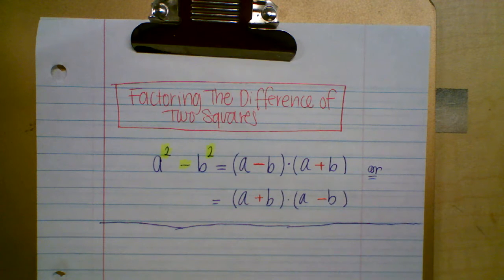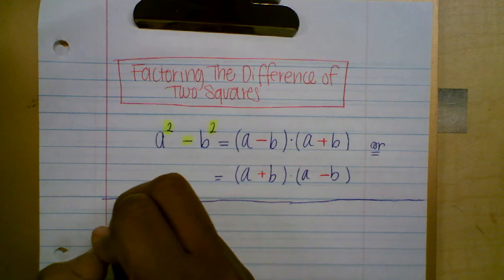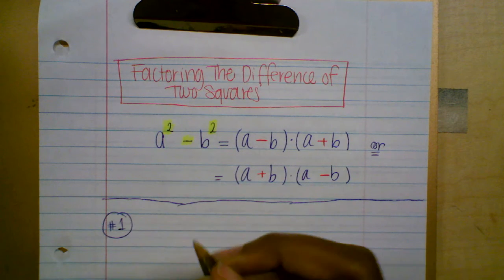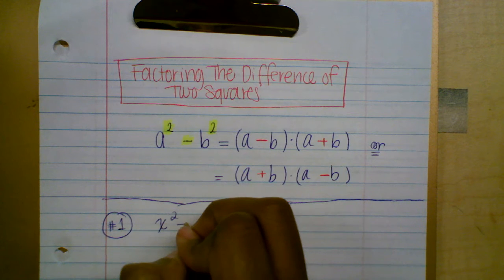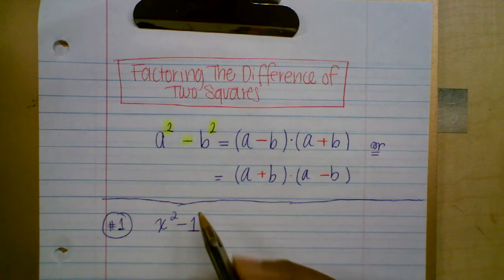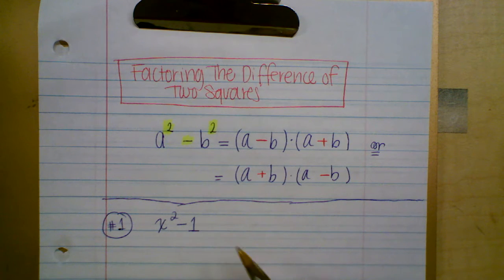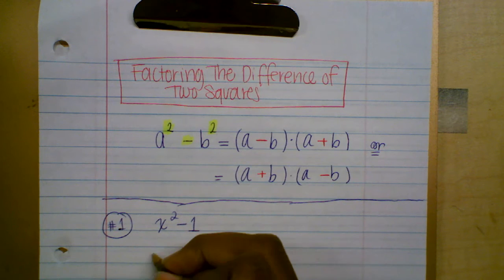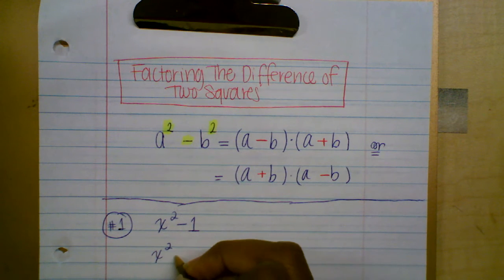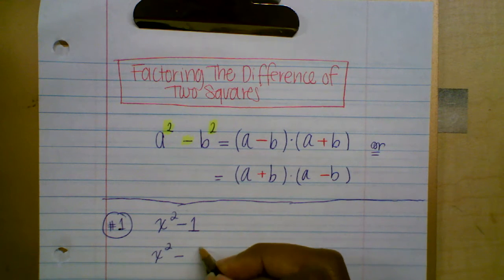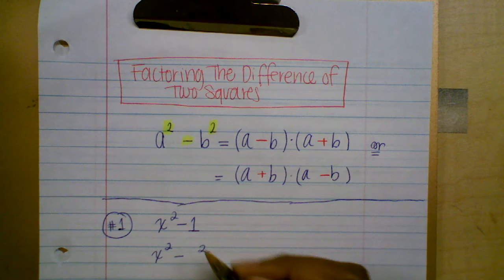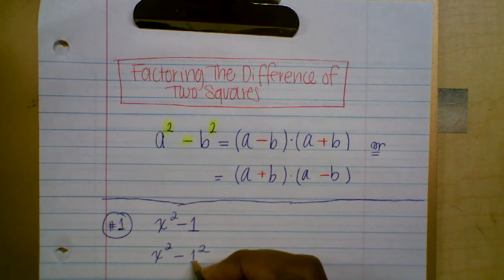So let's do a couple of examples. Example number 1: you have x squared minus 1. You need to ask yourself, can you rewrite this as a square? Can you write both terms as a square? I see a difference, and I see 1 squared. Can I write 1 as a square? Yes, remember, 1 can be written as 1 squared, because 1 times 1 gives me 1.